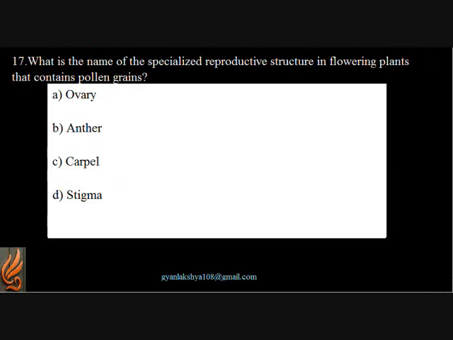What is the name of the specialized reproductive structure in flowering plants that contains pollen grains? A. Ovary. B. Anther. C. Carpel. D. Stigma.